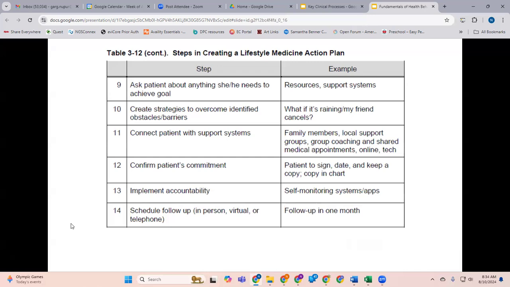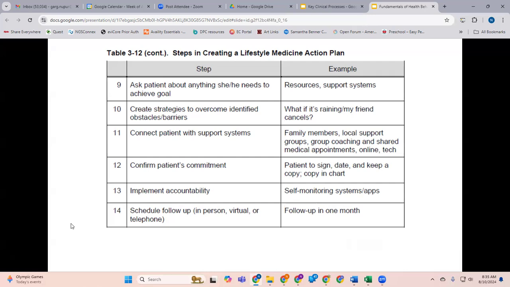Okay, steps in creating the lifestyle action plan. So then you can go further. You can ask the patient about anything they need. How can I support you? Create strategies to overcome any obstacles. Like if it's raining, what will you do? Connect patients with support systems, family members. There's actually going to be one of these things that's going to be talking about support systems.